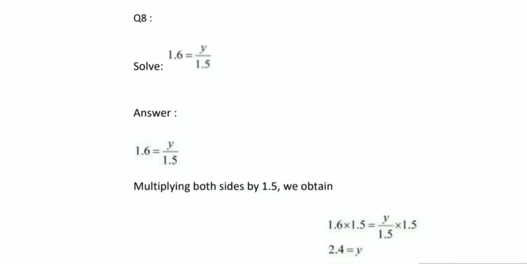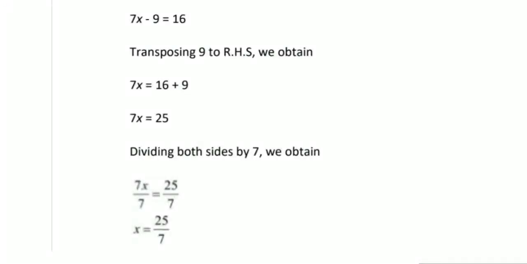Now see the next question. It is 7x minus 9 is equal to 16. So first we will transpose 9 to the right hand side, okay, and we obtain 7x is equal to 16 plus 9. So 16 plus 9 is 25. It means the equation is 7x is equal to 25.